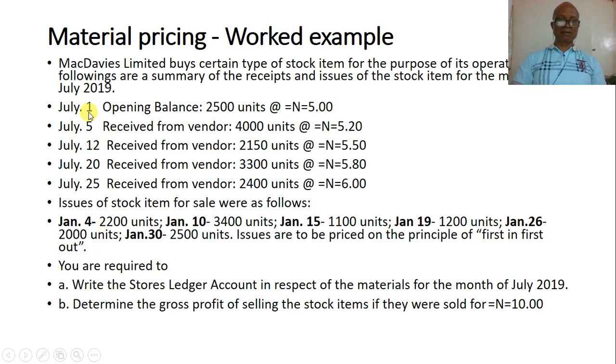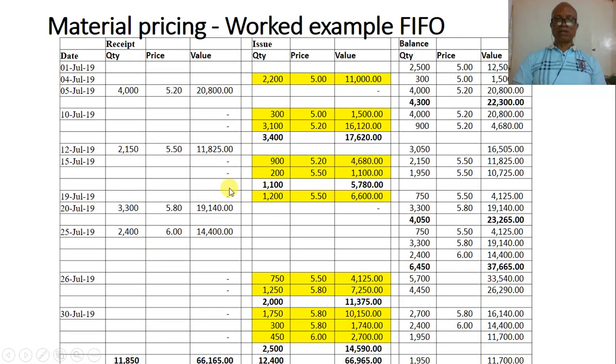So after July 1st, the next transaction that took place was July 4. What happened there? There was an issue of stock out of the store. Now, at what price will it be taken out of the store? Because this is what we're concerned with. We are concerned with everything basically: the receipt, the issue, and the balance. Look at the way it is formatted: date, quantity, price, value for each category. So the issue also has quantity, price, value, and the balance has quantity, price, value as well.